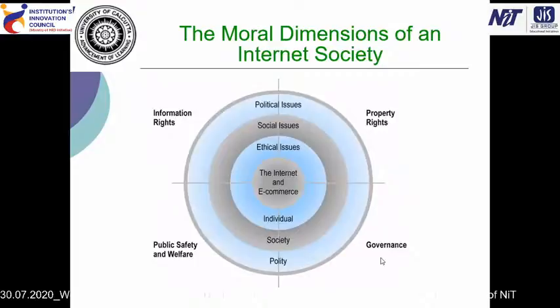Next, this one is the moral dimension of an internet society. This is the information rights. The first quadrant is information rights. The second quadrant is property rights.